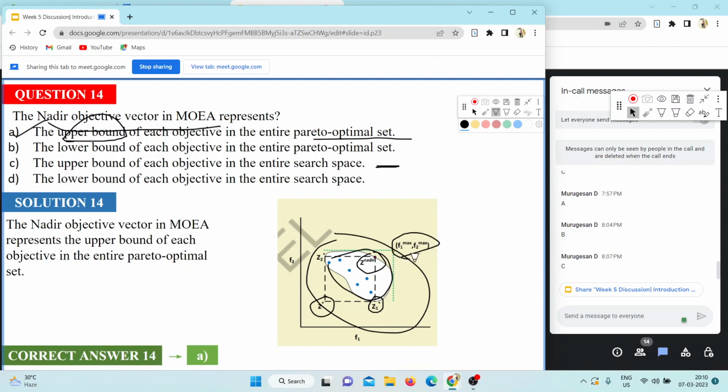Again I am repeating: in the previous question, where we were dealing with the ideal vector, we were concerned with the entire search space, but here we are concerned only with this circle, that is the Pareto optimal front. So here we will find the upper bound. In the previous ideal vector as well as the utopian vector, we were concerned with the lower bound. Here we are concerned with the upper bound, but not the upper bound of your entire search space, but the upper bound of this white circle or the Pareto optimal set. So answer A is your correct answer.